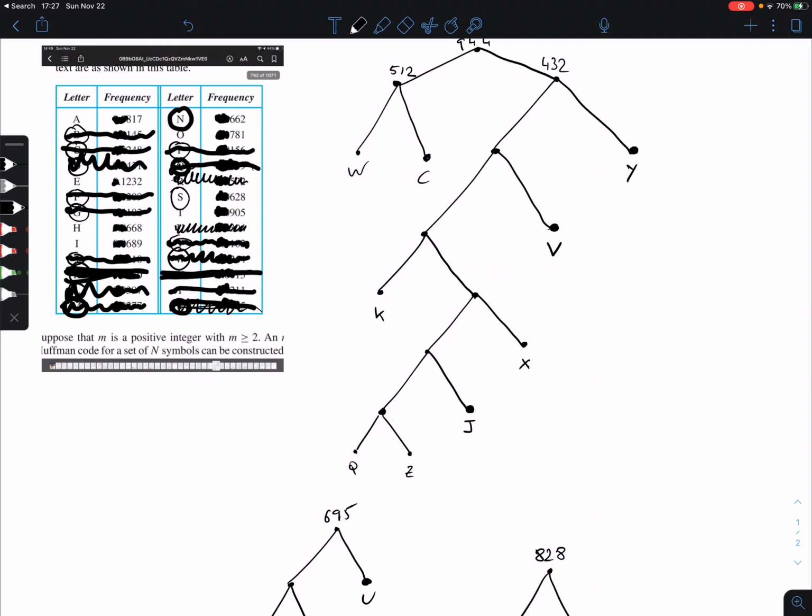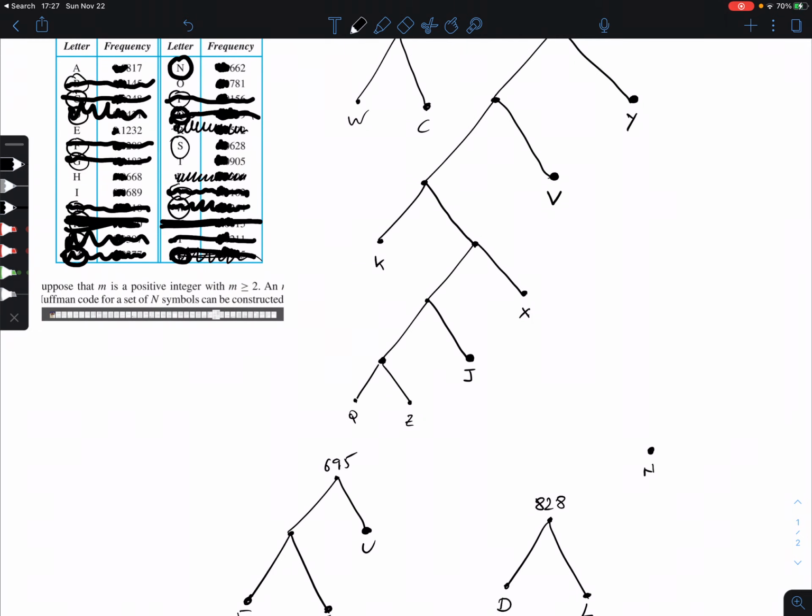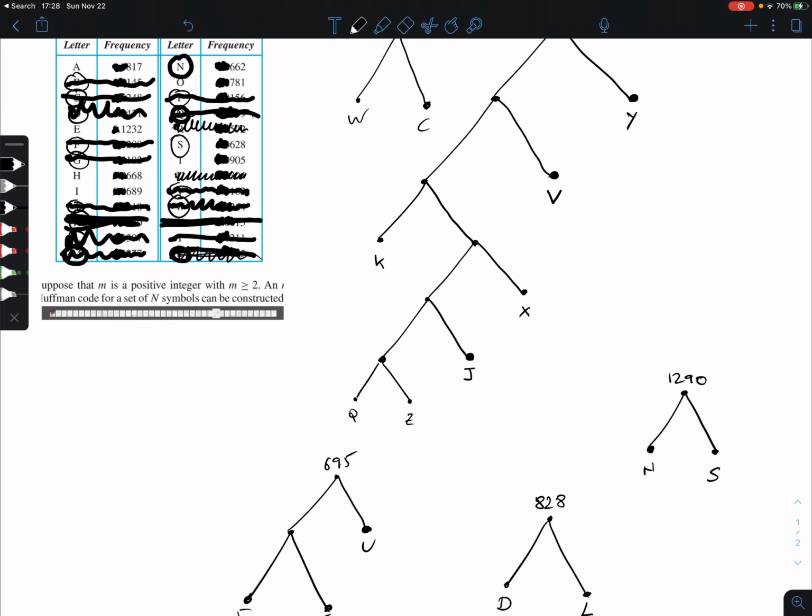Okay, so this means now instead we have N and S. And so together, 662 plus 628 is 1290. Okay, so we have N and S.